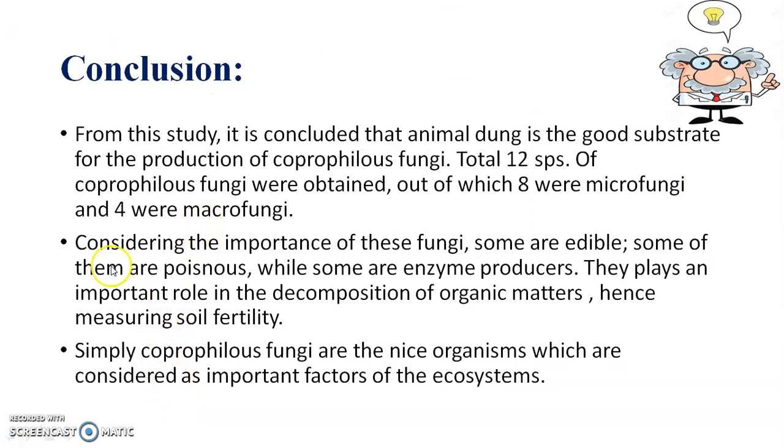And this is the conclusion. From this study it is concluded that animal dung is a good substrate for the production of coprophilous fungi. A total of 12 species of coprophilous fungi were obtained, out of which 8 were microfungi and 4 were macrofungi. Considering the importance of these fungi, some are edible, some of them are poisonous, while some are enzyme producers. They play an important role in the decomposition of organic matter, hence maintaining soil fertility. Simply, coprophilous fungi are nice organisms which are considered an important factor of the ecosystem.